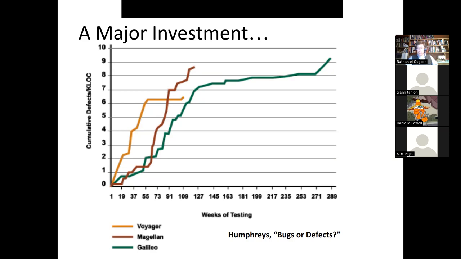These are probes, right? Planetary, but now interstellar. Voyager is traveling out of the solar system. It's traveled quite a distance, I think, beyond Pluto and Neptune's orbits and so on. Now, these are space probes. These are weeks of testing.